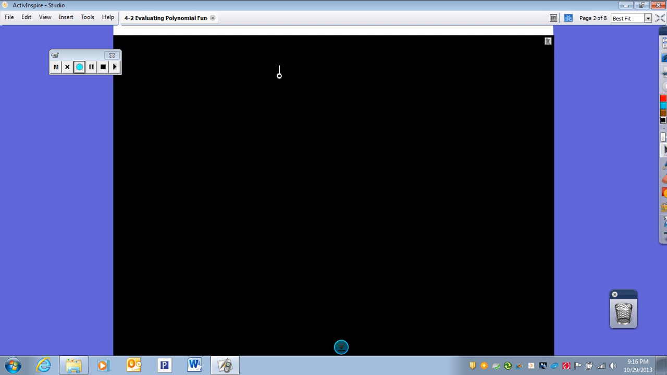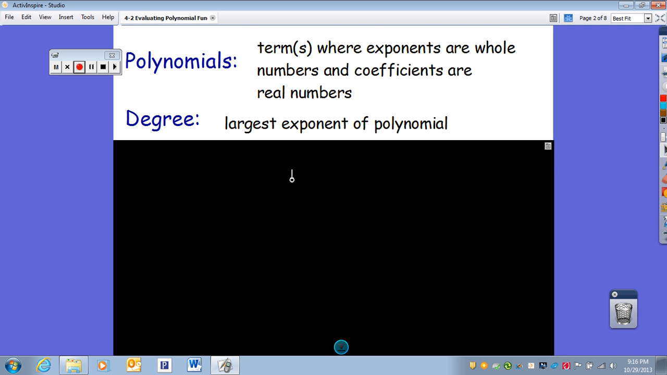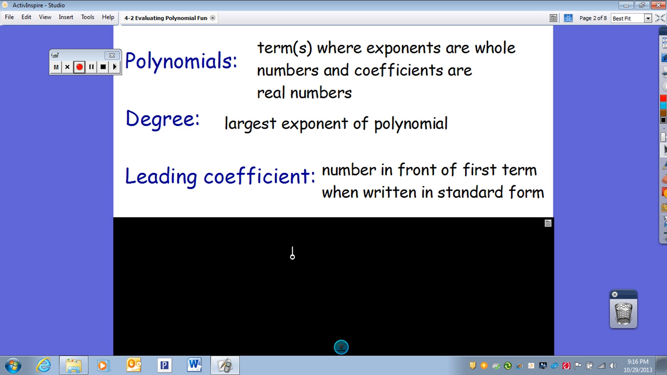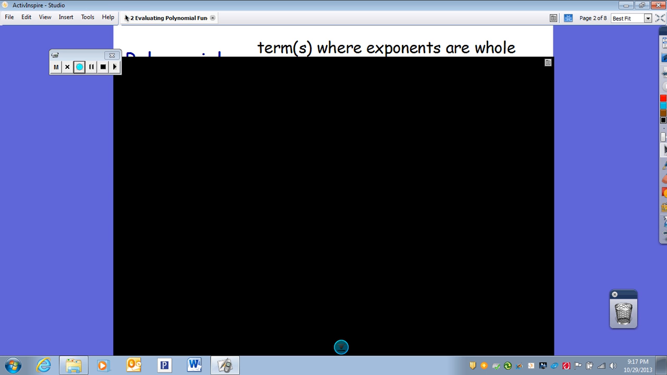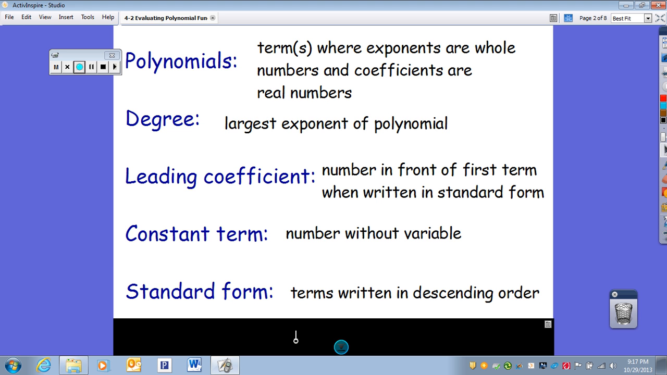Let's review some basic vocabulary. Please remember that a polynomial is a term or set of terms where exponents are whole numbers and coefficients are real numbers. The degree of the polynomial is the largest exponent present among all the terms in that polynomial. The leading coefficient is the number that is in front of the first term when it is written in standard form. And a constant term is when we have a number that's without a variable. And then finally standard form, and that's when the terms are written in descending order.